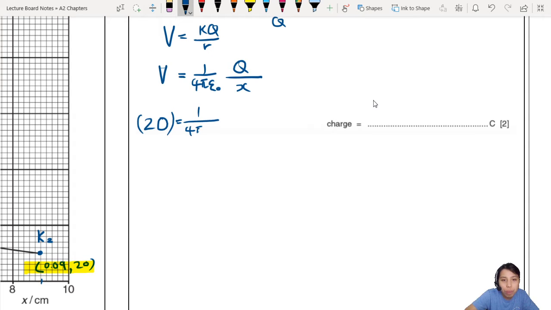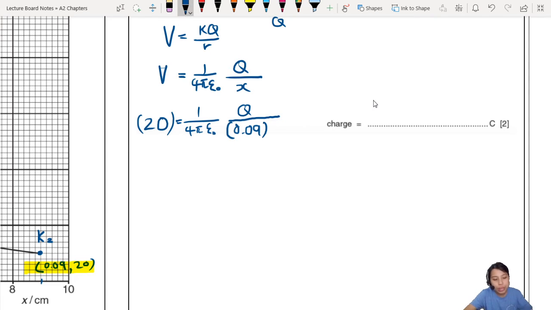1 over 4 pi E naught times Q. I don't know what Q is, I'm trying to find Q. X is 0.09. Square or not square? Make sure you know which one is which, okay?